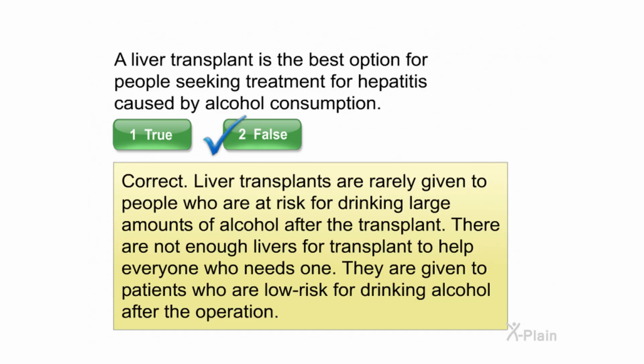Correct. Liver transplants are rarely given to people who are at risk for drinking large amounts of alcohol after the transplant. There are not enough livers for transplant to help everyone who needs one. They are given to patients who are low risk for drinking alcohol after the operation.